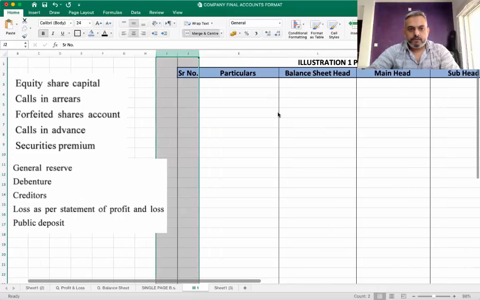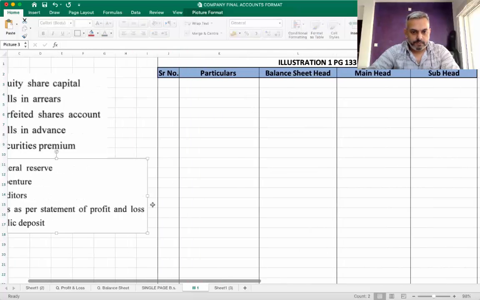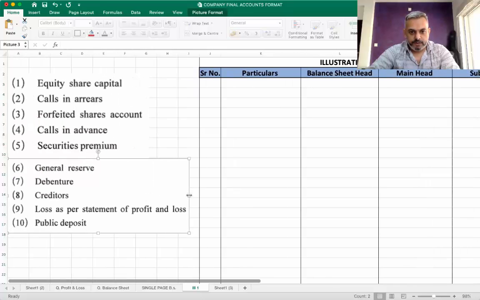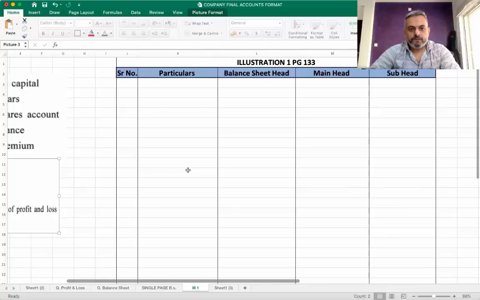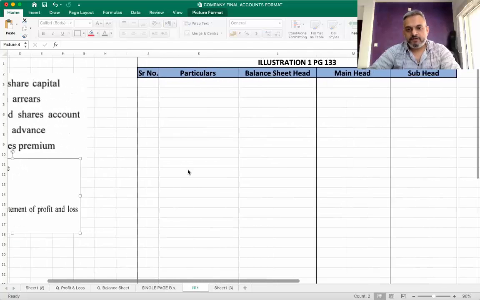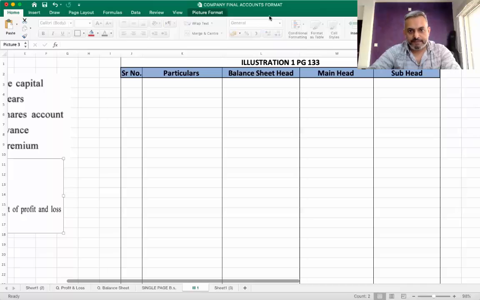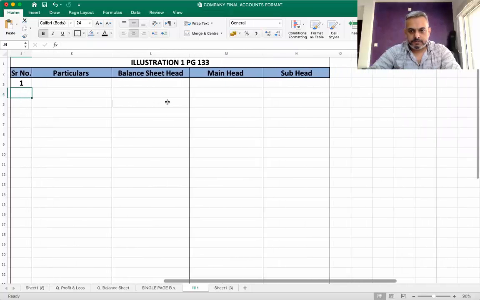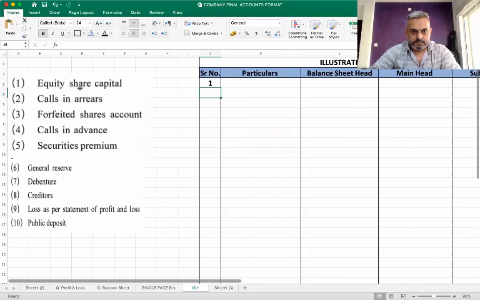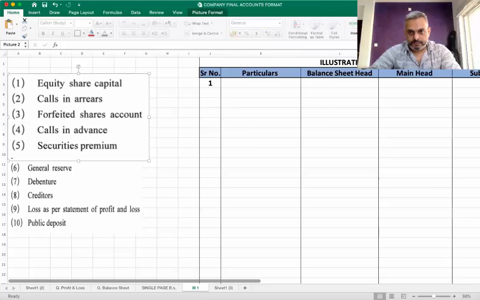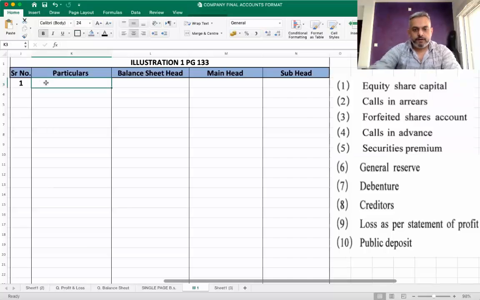Okay. So now let's start with the first one, that is equity share capital. So for equity share capital, we write serial number 1. Okay, so first one, equity share capital. So let's write equity share capital.